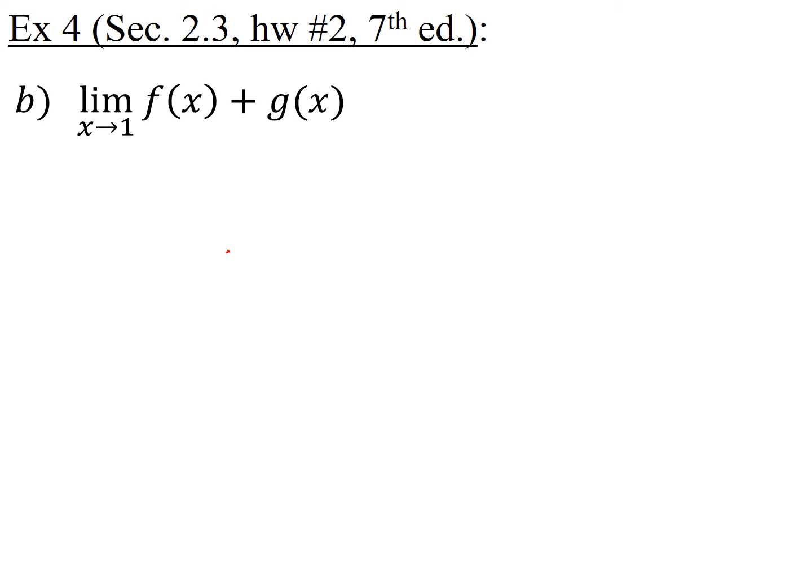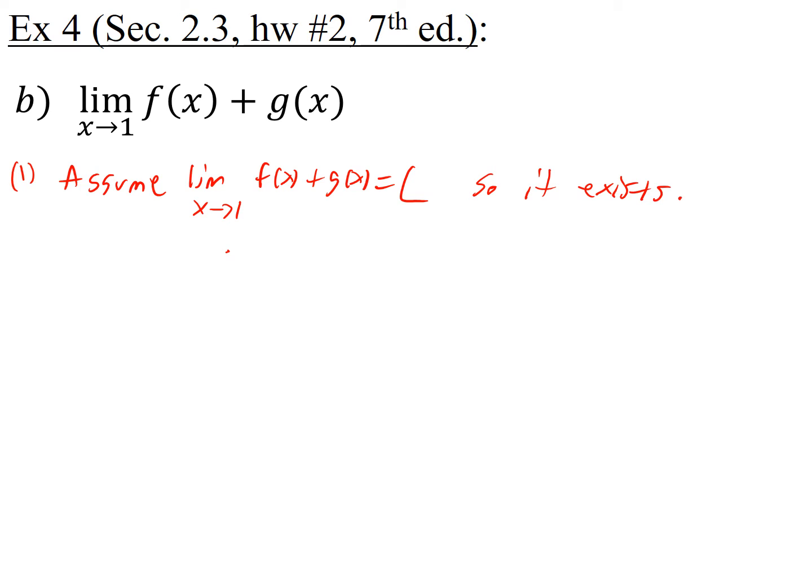First thing I'm going to write down, assume that the limit as x goes to 1 of f of x plus g of x exists. I don't know the number though, so let me call it L for limit. So it exists. Okay, so let's assume that limit exists. Well, we also know that the limit as x goes to 1 of just f exists because we know the limit is 1, so it exists. That was from the graph.